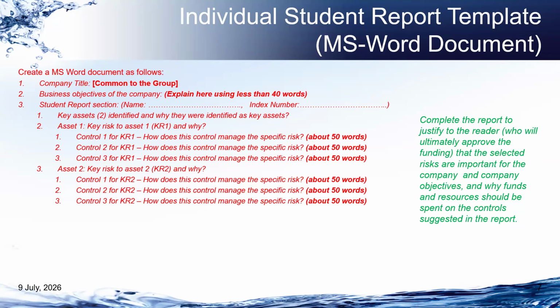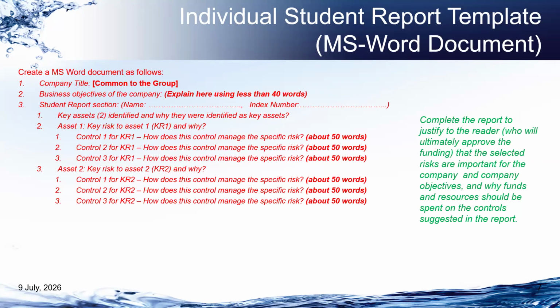So why are you doing this? You're completing this report to justify to the reader of this report. And the reader is the person who is going to approve the funding. So you're going to justify to the reader that the selected risks are important for the company and company objectives, and why funds and resources should be spent on the controls suggested in the report.